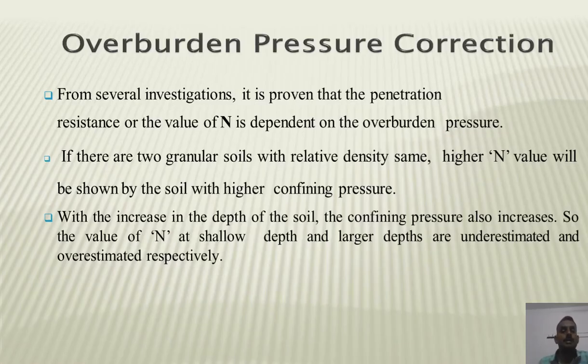Next is overburden pressure correction. From several investigations, it is proven that the penetration resistance or the N value is dependent on the overburden pressure. If there are two granular soils with the same relative density, higher N value will be shown by the soil having higher confining pressure. With increase in depth of the soil, the confining pressure also increases. So the value of N at shallow depth and larger depths are underestimated and overestimated respectively.